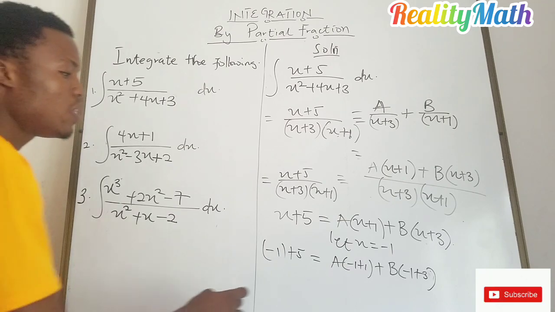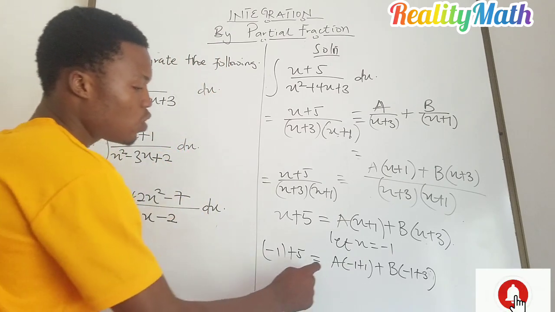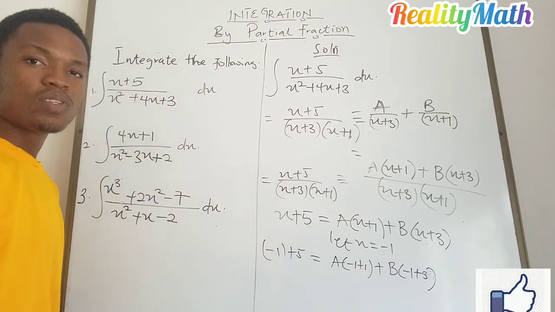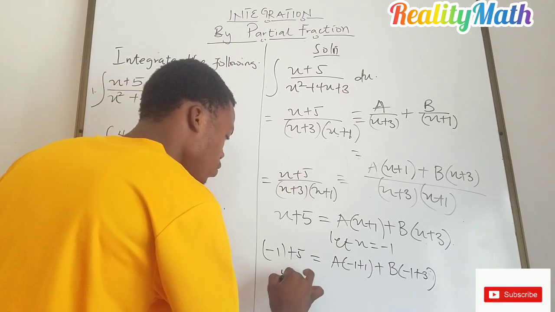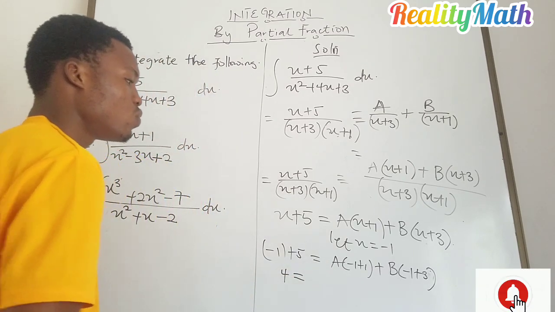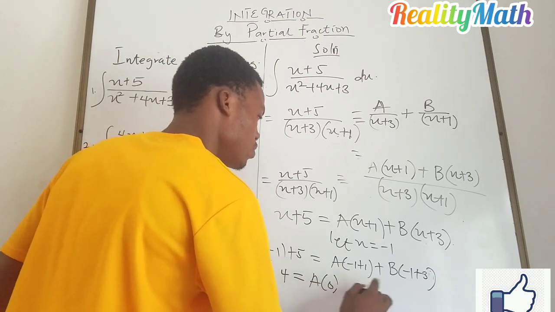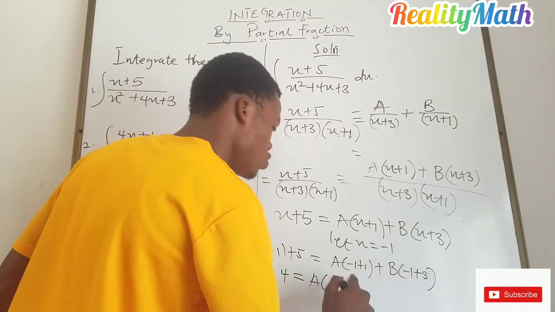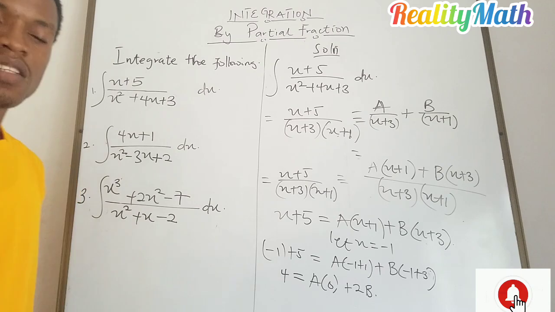Now this that we are having, we know for sure, and that was our target, that we want to break this down to 0, so that every element over here will be 0. So this will give me 4. This is equal to A into bracket 0, plus B into bracket minus 1 plus 3, which is plus 2B. That is fine.